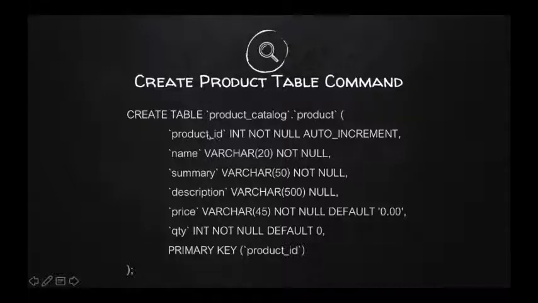ID is acceptable, but you really want to keep your IDs descriptive to the table. So if you did not name your table too long, the table name underscore ID is typically kind of the de facto primary key name for your table. And we have name, summary, description, price, and quantity.